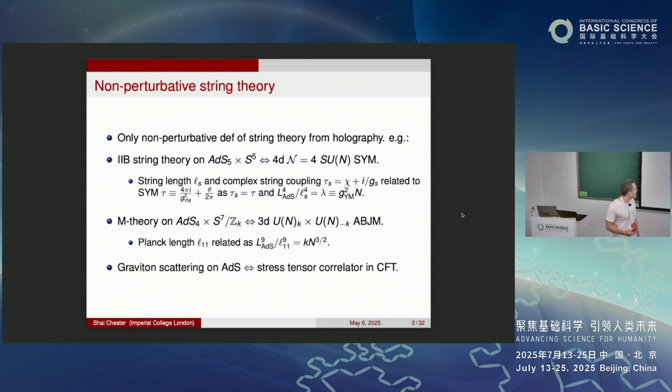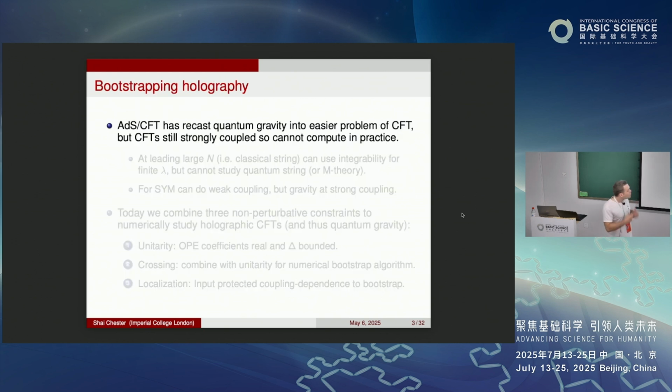The salient feature of this duality that we're going to use is that graviton scattering on AdS is dual to the stress tensor correlator in the CFT. So you might think that AdS/CFT kind of solved the problem of quantum gravity in AdS. But the truth is that it only solved half the problem, in that it translated the very hard problem of quantum gravity into the slightly less hard problem of CFT. But the CFTs that are dual to quantum gravity are strongly coupled, so we still don't really know that much about them. It just turned one hard thing into another hard thing. And so to truly say that we understand quantum gravity using holography, we have to also solve the CFT non-perturbatively.